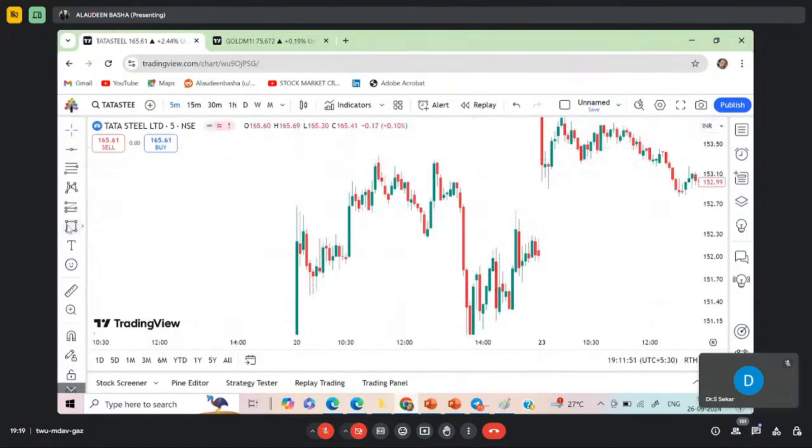Yes, here also almost the same price in this scenario. This is the first top and this is the second top. The value of the high is 153, and this one is also 153.27. This value is 153.34. Almost, this is the first top and this is the second top.